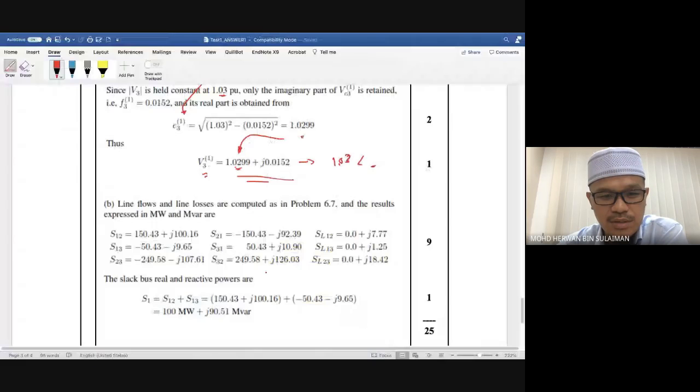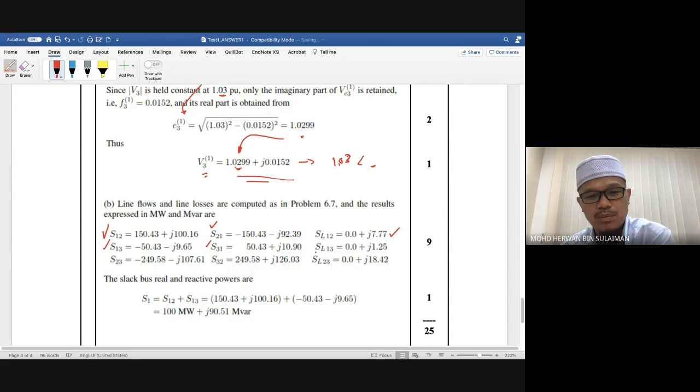So you can calculate your S12, S13, S23, S21 and find your loss. You just add S12 and S21, S13 and S31, and S23 and S32. So from here you can get your loss. This one is the real slack bus. You just add S12 and S13. So you get your value as 100 plus j90.51 MVAR.